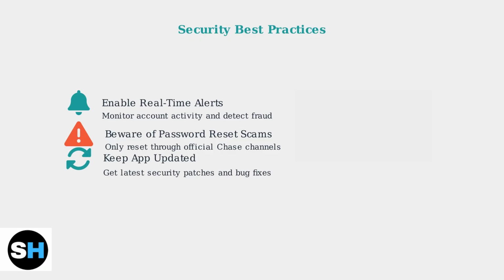Updates often include important security patches, bug fixes, and performance improvements that resolve known issues and enhance app stability. Finally, use downdetector.com to check for widespread Chase app outages before troubleshooting. This service tracks real-time user reports and can help you determine if the problem is on Chase's end rather than with your device. These advanced solutions and security practices will help you resolve persistent Chase app issues while keeping your banking information safe and secure.